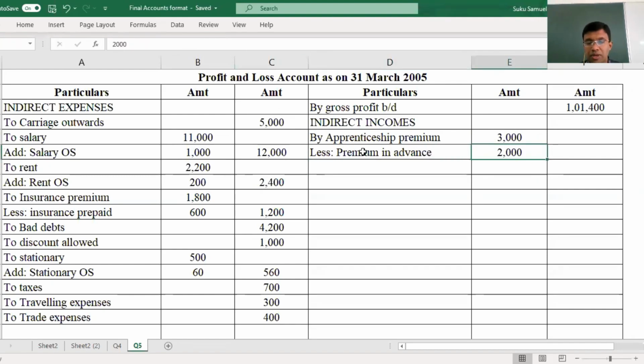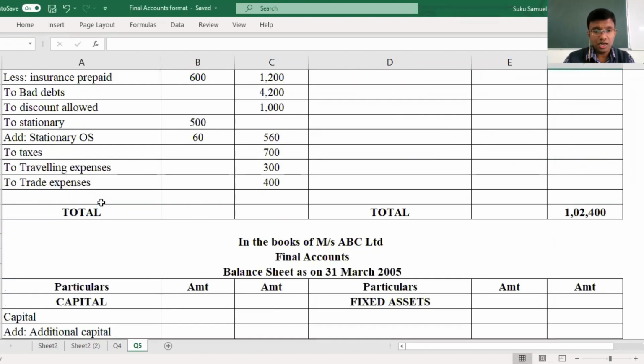Okay. Why? Now, because this apprenticeship premium that you have received in advance, technically it is an expense, which means it has to fall on the debit side. But I already have a corresponding item, which is apprenticeship premium, and which is an income which is falling on the credit side. So I wish to subtract from the main item itself. So the net amount would be 1,000. Then you have outstanding stationery bill, that has also been considered. Now we have to consider the depreciation.